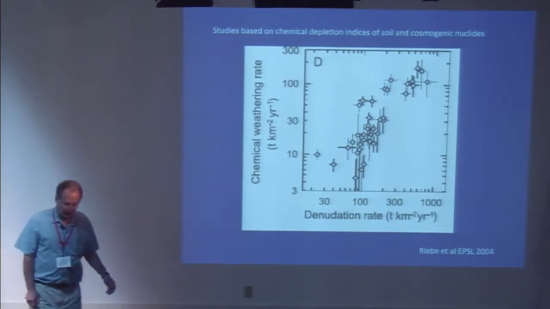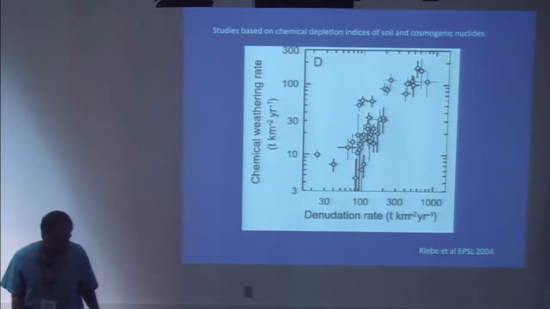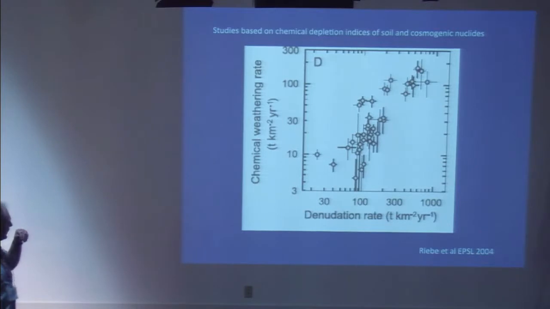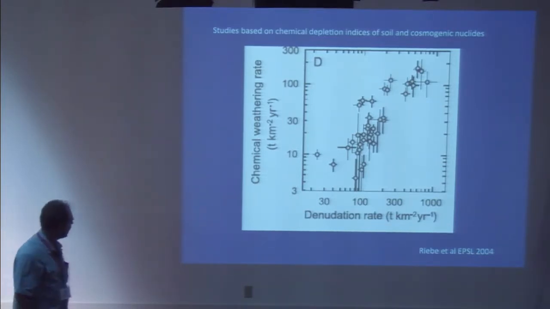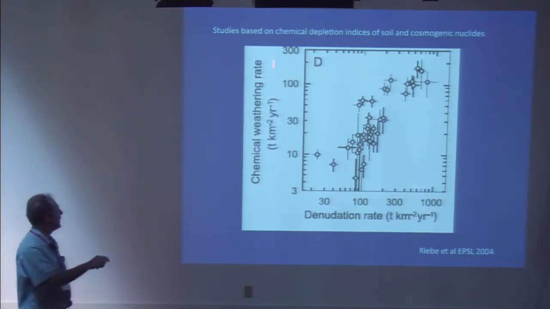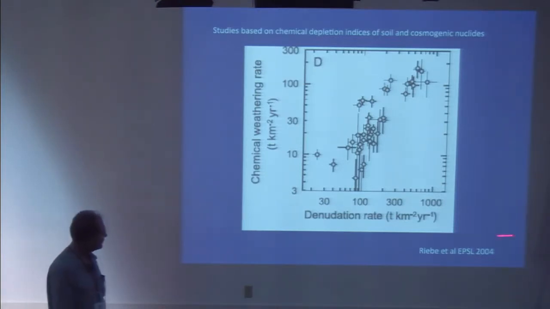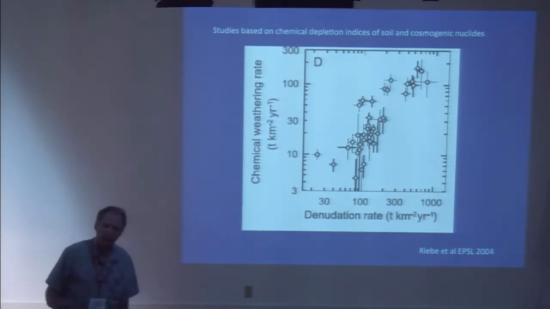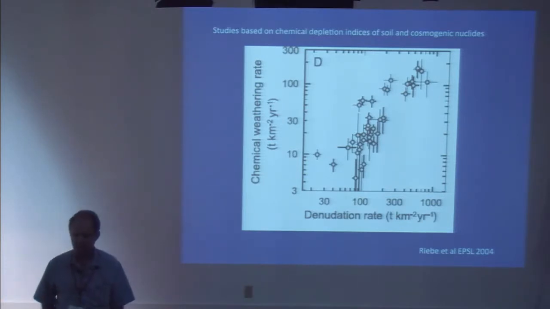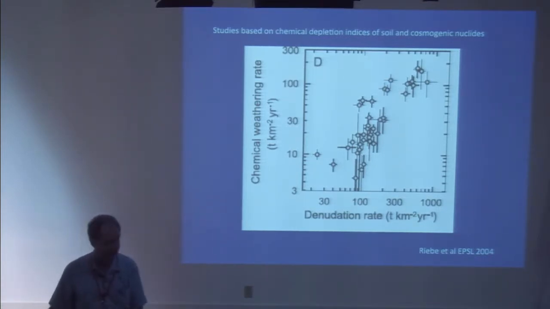So here is some data from Cliff Riebe and Jim Kirchner, where they, about a decade ago, did some interesting stuff. And they essentially looked at chemical weathering rate by using plots like I just showed, looking at the depletion index of the elements of interest. And then they used cosmogenic nuclides and assumed a steady state denudation rate. Right? So they said, okay, we're going to go to places where we think the short-term denudation is approximately in steady state and use cosmogenic nuclides, beryllium-10, aluminum-26, to estimate that.